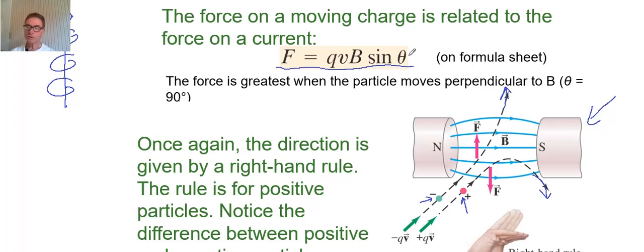What we need to do is look at the angle between the velocity of the charge and the magnetic field. In this case, they're perpendicular. So the sine of 90 degrees is just 1, and we don't have to pay much attention to it. In many of the problems that we're going to do, that's the case. The velocity or the direction of the current is perpendicular to the magnetic field. And so the force just ends up being Q times V times B.